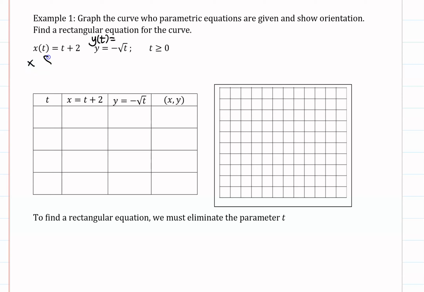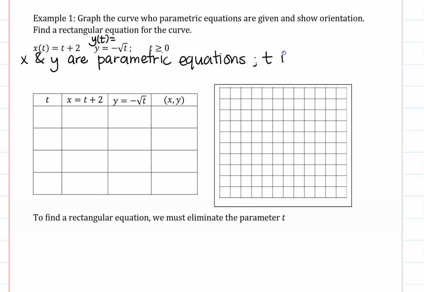So the equations of x and y, those are our parametric equations. And the variable t, the variable that shows up in both of those parametric equations, that is the parameter. So t is our parameter. So we want to graph the curve given by these equations.